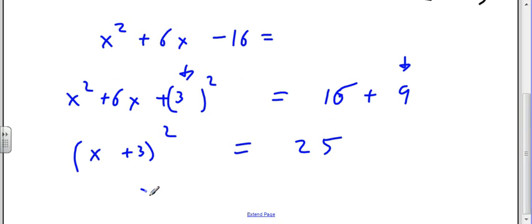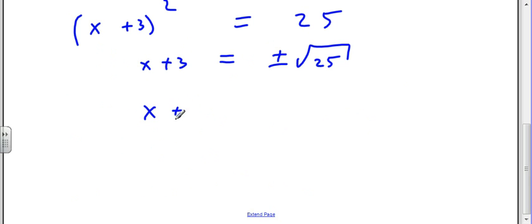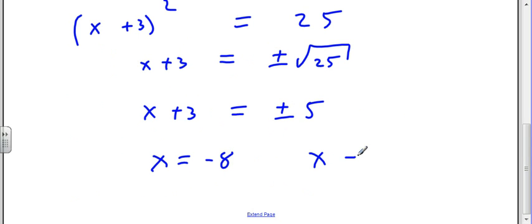I got x plus 3 is equal to plus or minus the square root of 25. I got x plus 3 is equal to plus or minus 5. So x could be minus 8, or minus 2? No, plus 2. Okay.